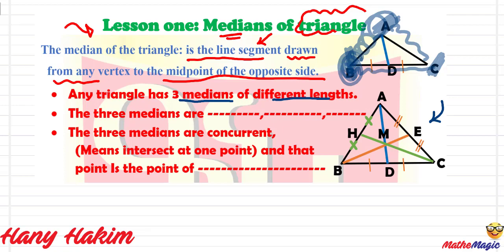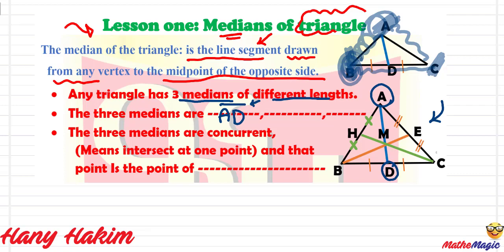Let's write the medians together. The medians are, first one starting from A to the midpoint of the opposite side, which is D. So AD is the first median, and AD is a line segment. Please draw the line segment above AD.